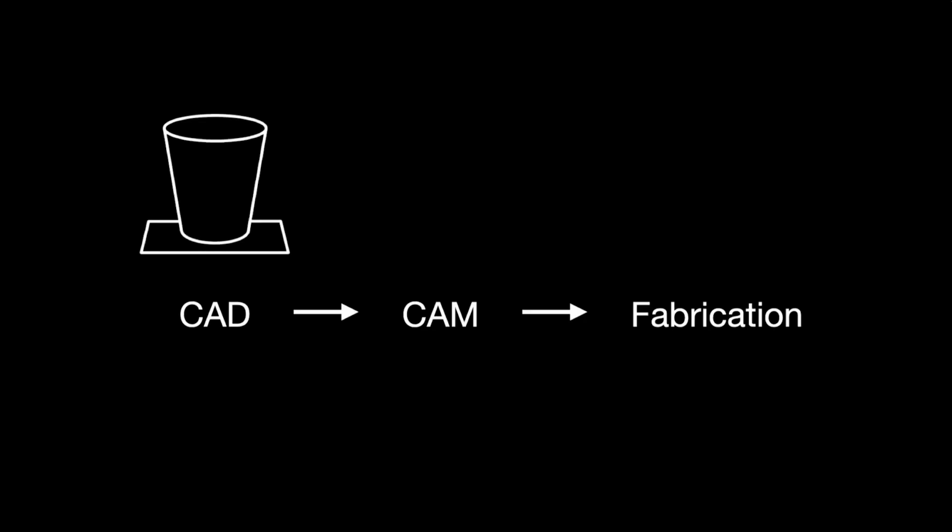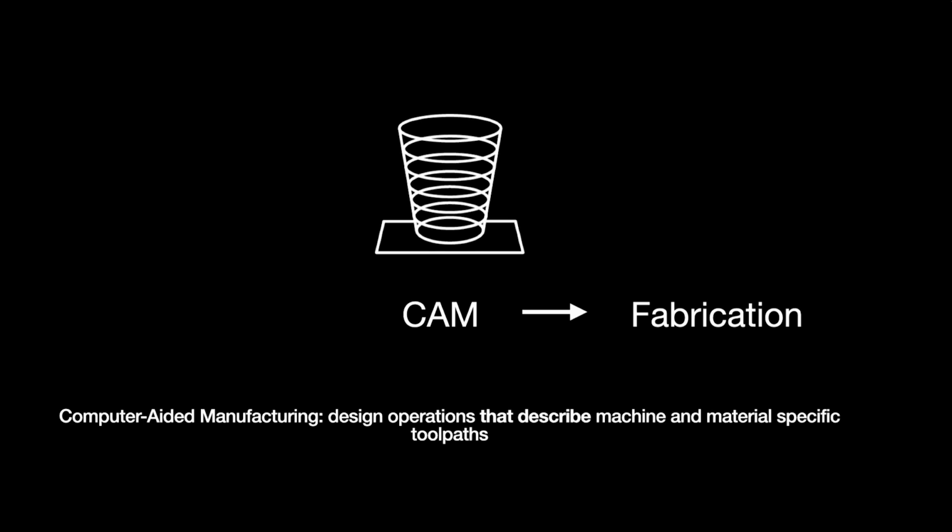An alternate design workflow involves skipping the CAD step and designing directly in CAM tools. CAM design tools allow the designer to create forms that are specific to the machine and material in use by designing at the toolpath level.